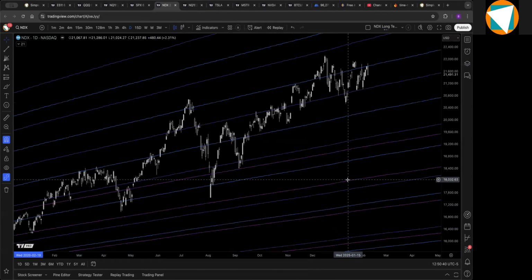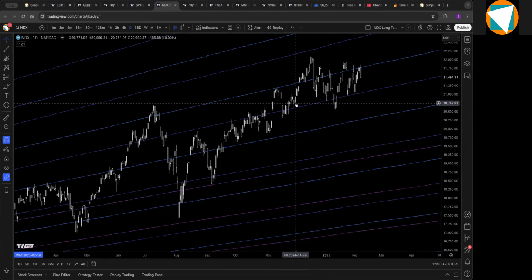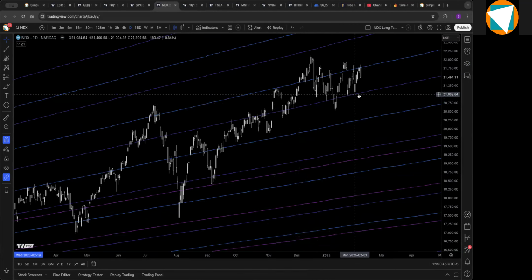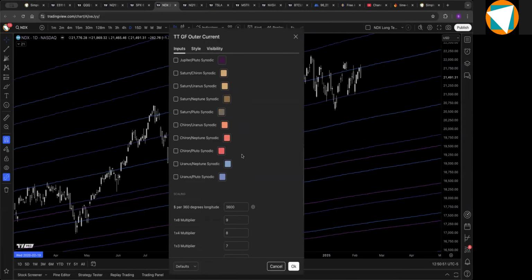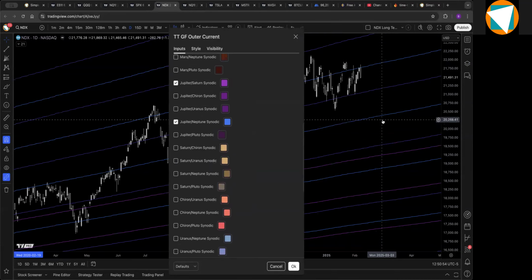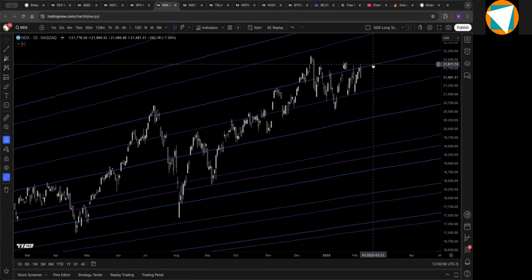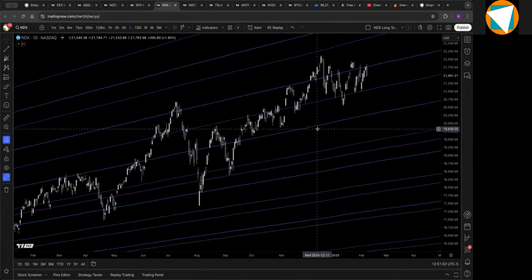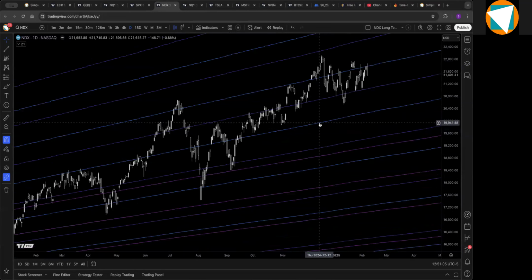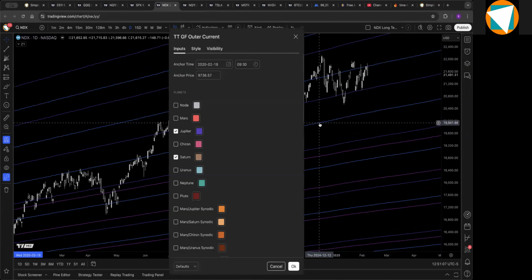So, where does that leave us? Well, we can see here how Jupiter is providing some pretty strong support over here. This blue line, which is Jupiter, Neptune, synodic, is providing resistance. So again, even though these are slower planets, as you can see here, they're providing some very significant levels.